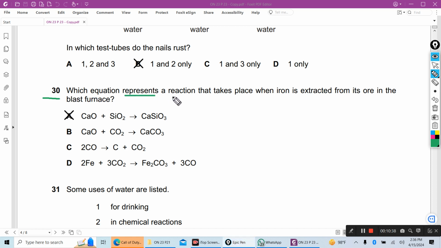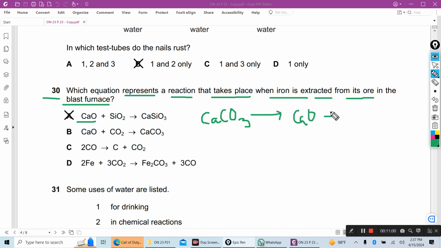Which equation represents a reaction that takes place when iron is extracted from its ore in the blast furnace? In the blast furnace, how is calcium oxide formed? By heating limestone, which breaks down to produce calcium oxide plus carbon dioxide. This calcium oxide reacts with sand that is present as an impurity in iron ore, reacting to form calcium silicate, which is slag. So A is the right answer.